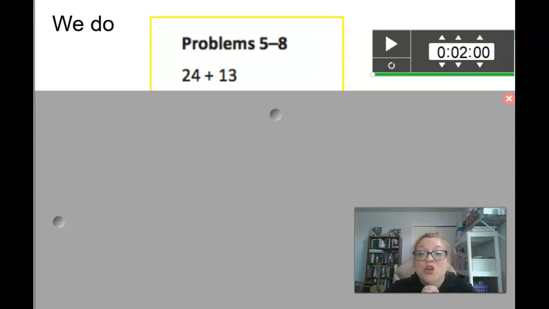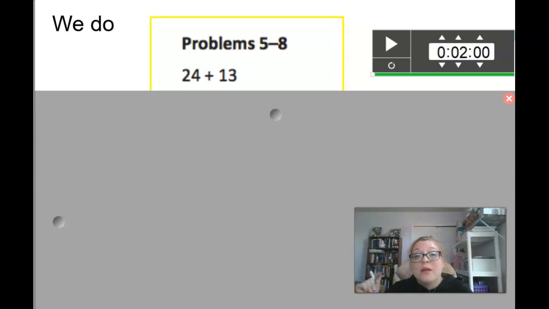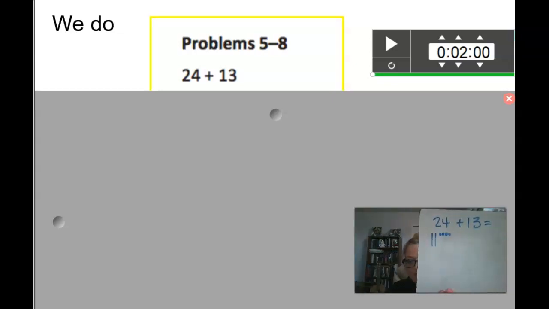Here's your first problem. 24 plus 13. So first thing we need to do is write our problem on our paper. 24 plus 13 equals something. I don't know what. And then we need to draw it. So how many 10s are in 24? 2. So you should have 2 lines drawn. And how many 1s are in 24? That's right, 4. So 24 should look like this.